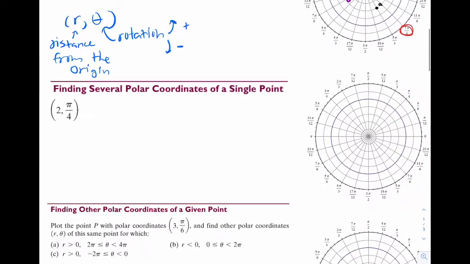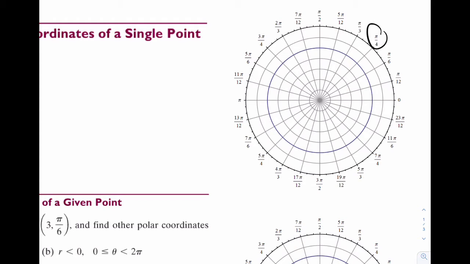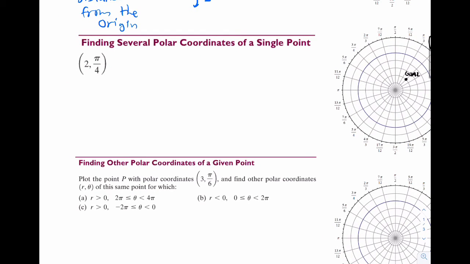Okay, now let's kind of expand on this idea. (2, π/4). So at this point, we should be able to locate that pretty easily. Look at π/4 and walk 2 units forward. 1, 2. What we're going to do is try to think of multiple ways to get to this point. So think of this point as like our goal. We want to find other representations of this. So for example, what if I did (2, 9π/4)? Because 9π/4 would mean you just add 2π, right? Just rotate another time. That'd be the same point.